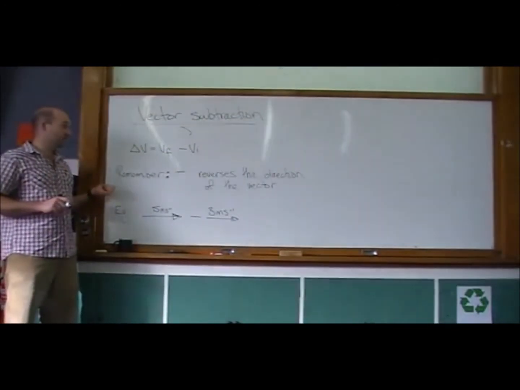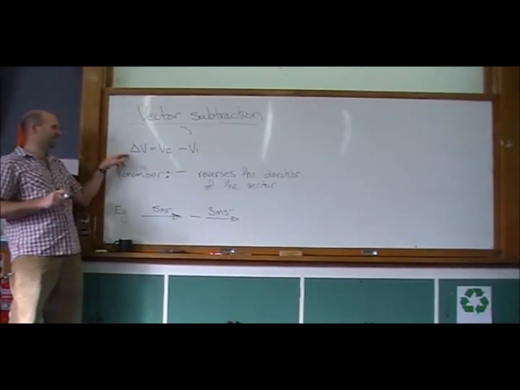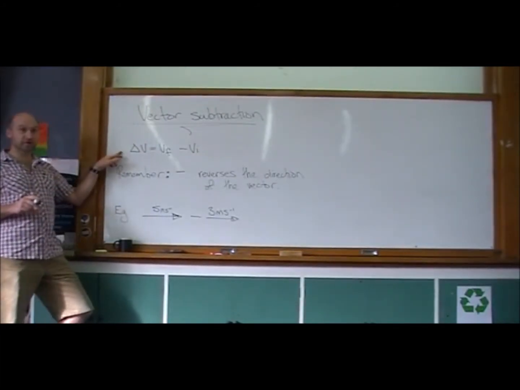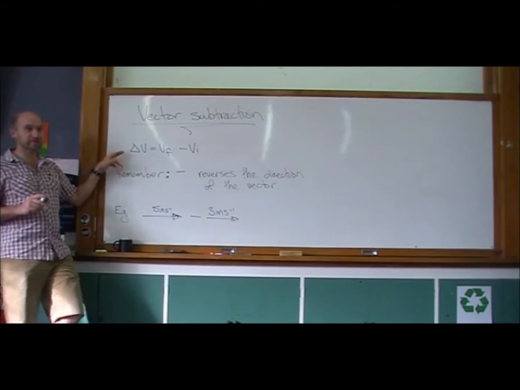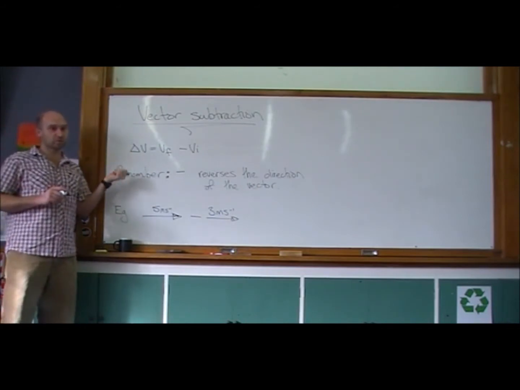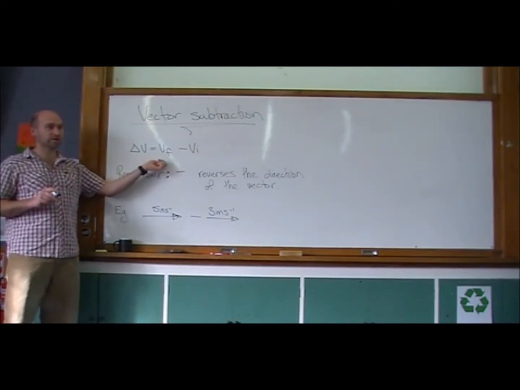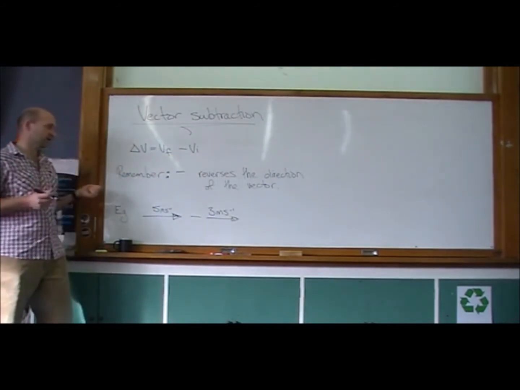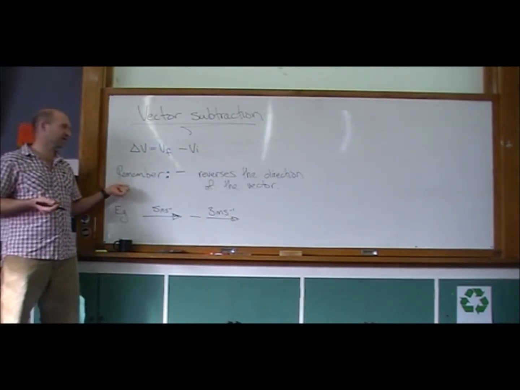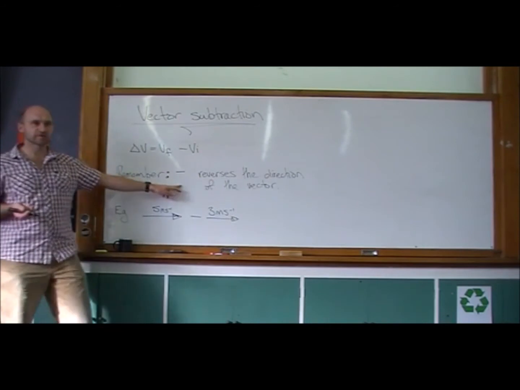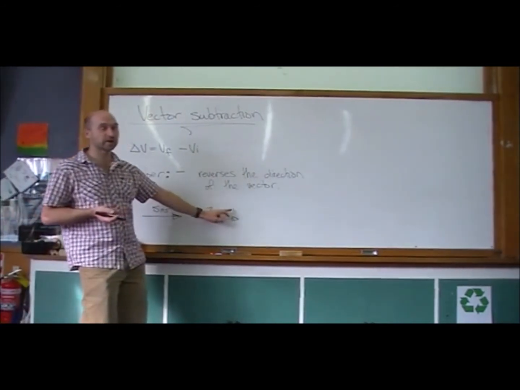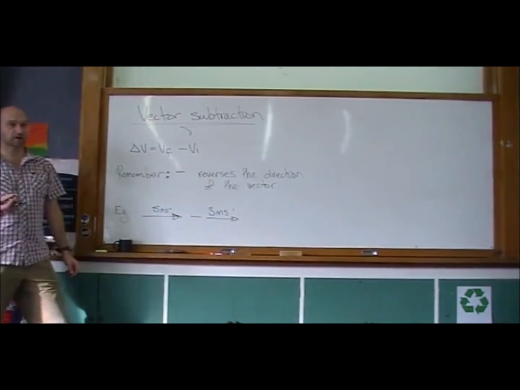The key thing, for example, change in velocity is final velocity minus initial velocity, but this can apply to any quantity. The change is always the final one minus the initial one. Remember, for vectors, the negative sign reverses the direction of the vector. We can use that to change subtraction into addition.